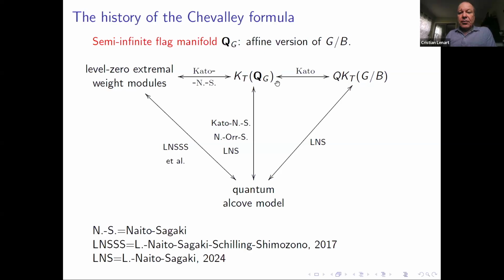these modules to the equivariant K-theory of the semi-infinite flag manifold. They used some affine version of the Borel-Weil theorem that they proved to construct these modules in the space of sections of certain line bundles on the semi-infinite flag manifold. And then Kato had a further breakthrough by relating the K-theory of the semi-infinite flag manifold to the quantum K-theory of the usual flag manifold. This is a phenomenon known as quantum equals affine. So you have the quantum K-theory and the K-theory of this affine flag manifold. And the quantum alcove model allows you to do computations in all of these areas.